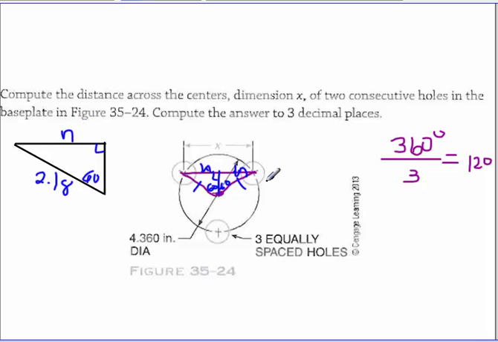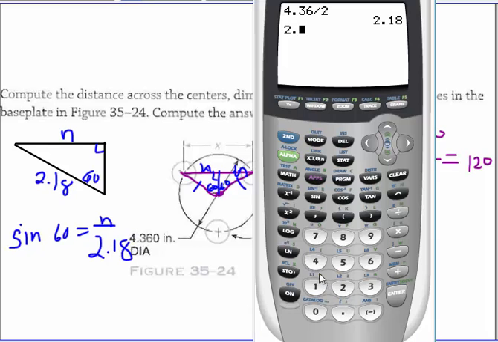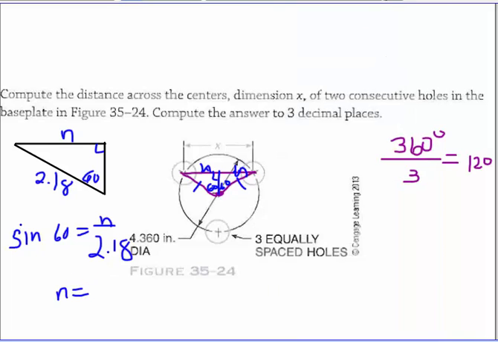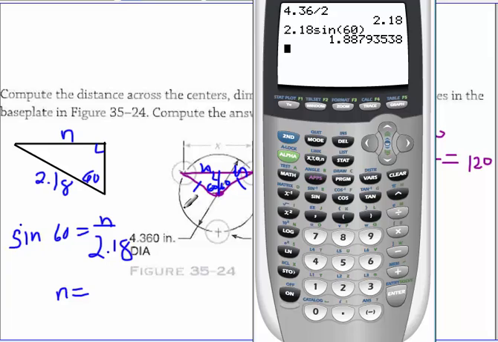Alright, so what trig function should we use? I hope you said the sine. Opposite over hypotenuse. So the sine of 60 is equal to n over 2.18. And then when we solve this problem, 2.18 times the sine of 60, we find out that that length is 1.89. Or let's go 3 places after that, 1.888.